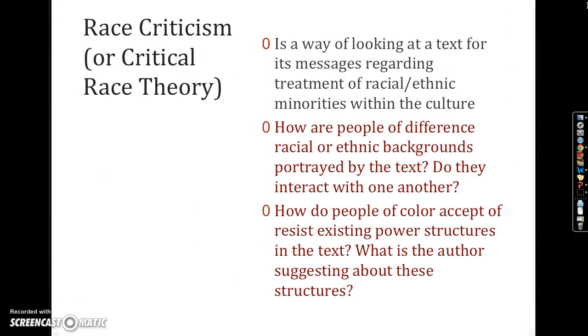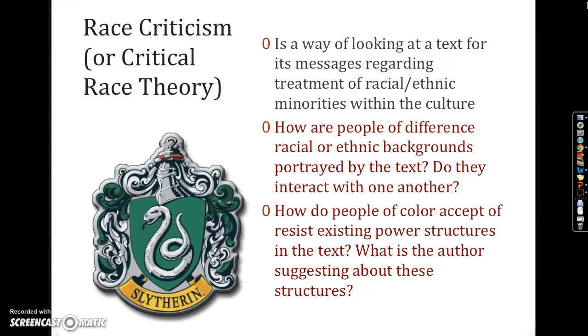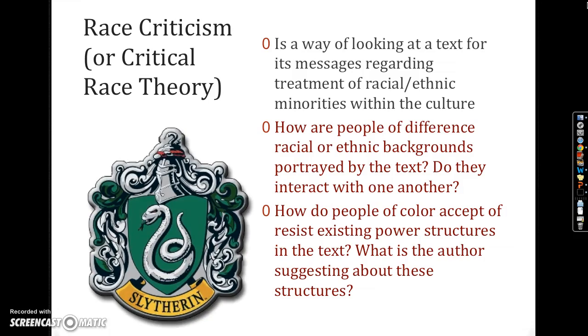The final lens I want to highlight for you today is race criticism, or critical race theory. Racial criticism is a way of looking at a text for its messages regarding the treatment of racial or ethnic minorities within the culture. In Harry Potter, Rowling highlights the Slytherin house with disgust for mudbloods, or wizards of mixed wizard and non-wizard lineage, to illustrate how people in power might justify mistreatment and violence toward other human beings.